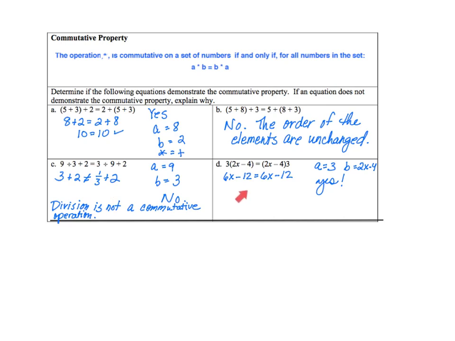Part D does show the commutative property. I changed the order here. I switched the 3 with the 2x minus 4. So the 3 moved to the back end, the 2x minus 4 moved to the front, and you'll notice no matter what you put in for x, it will absolutely be true. So that does show the commutative property.